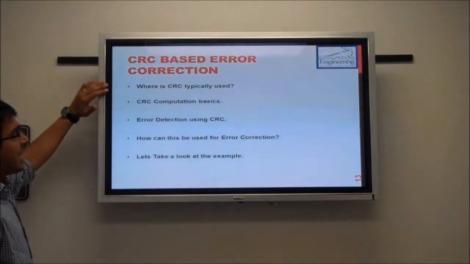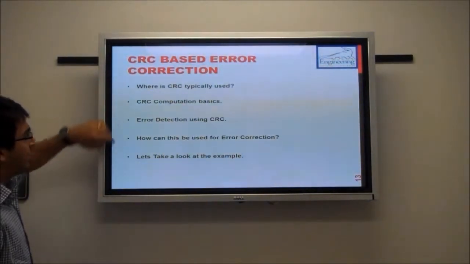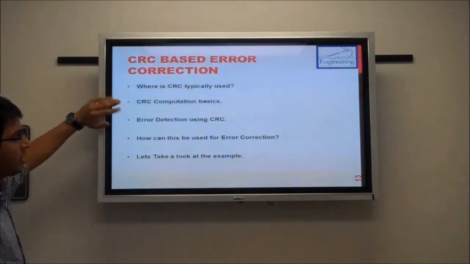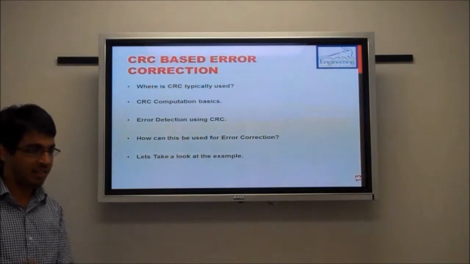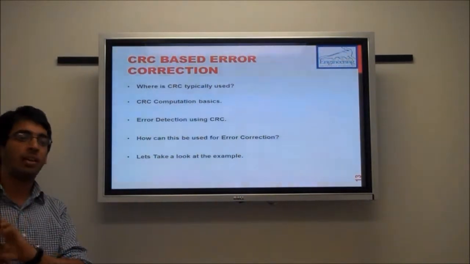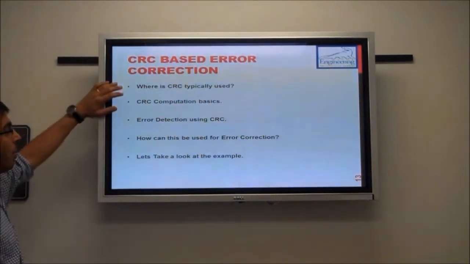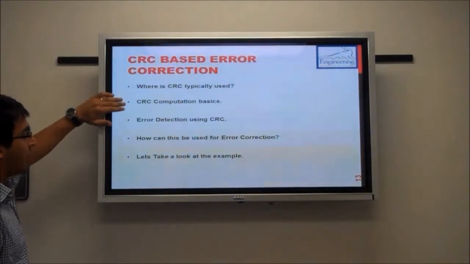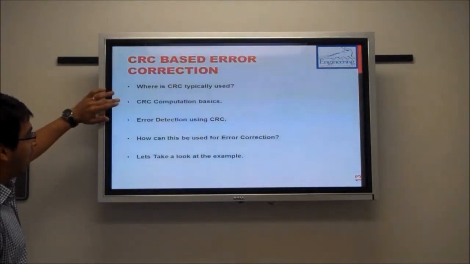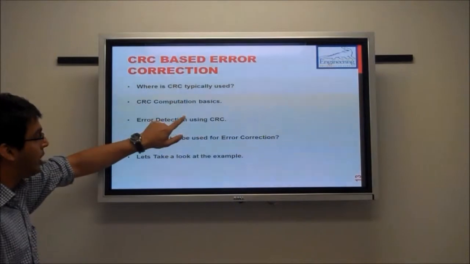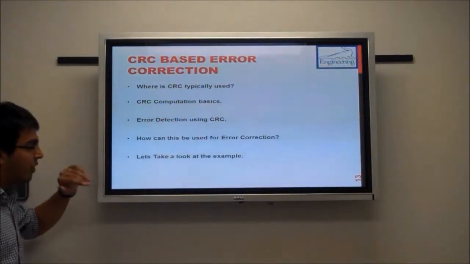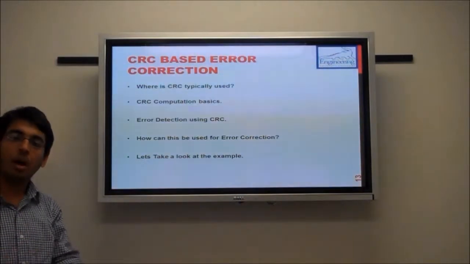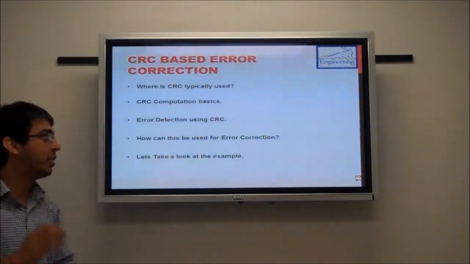So now this is the CRC based error correction. I just talked about where CRC is typically used. It is used in computer networks, it is used in hard disks, and whenever you want to do a quick detection of the error, we use the CRC. Again, I'll briefly talk about the CRC computation basics. We'll see how error detection is done using CRC, and then we'll show you an example where we are able to correct errors using this technique.